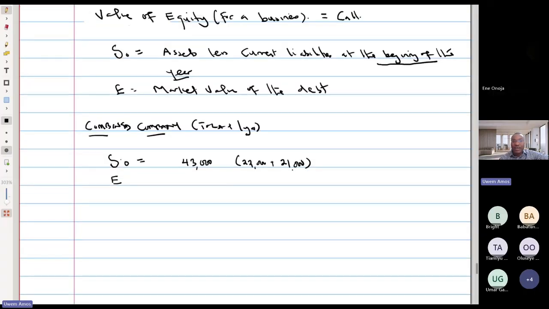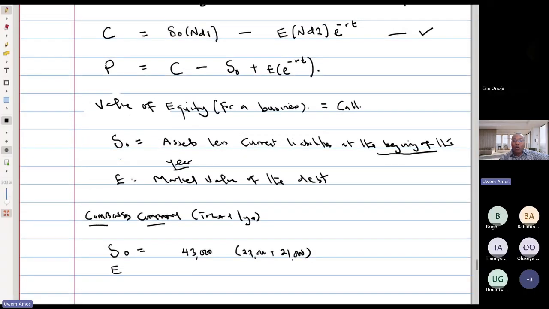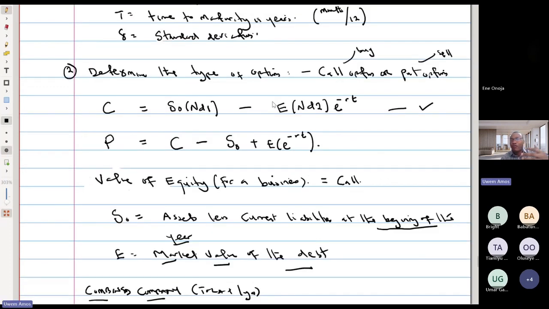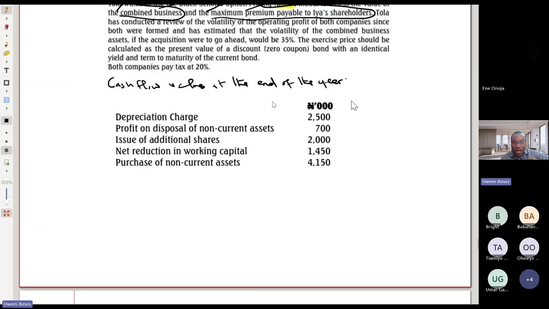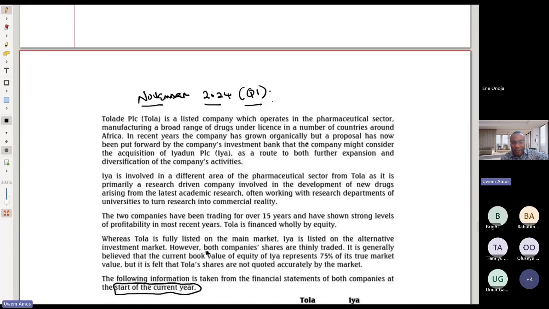And based on our definition, we're concerned about not the book value of the debt, but the market value of the debt. That's what we're interested in. What is the market value of our debt? So let's go back to our question and see what the market value of our debt will be. Let's begin with what we have in the balance sheet first, and then we'll see if there's any information that helps us calculate the market value.